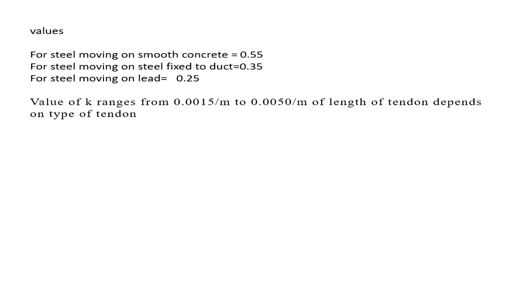Some of the values: for steel moving on smooth concrete, mu is 0.55. Steel moving on steel fixed to duct, the mu value is 0.35. For steel moving on lead, the mu value is 0.25. The value of K ranges from 0.0015 per meter to 0.0050 per meter of length of tendon, depending on the type of tendon. This value will be given by the manufacturer of the tendon.